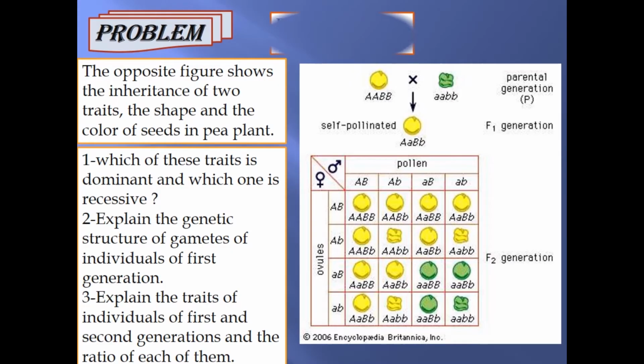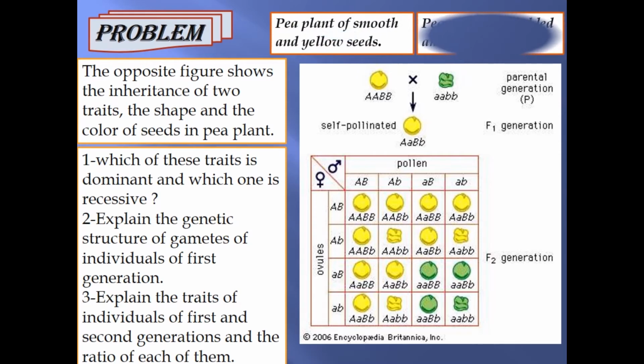Here we have a problem to illustrate Mendel's second law. In such a problem, the opposite figure shows the inheritance of two traits, the shape and the color of seeds in pea plant, and as you can see from the genotype and phenotype of the produced plants and the plants that we use. We have two types of pea plants. Pea plant of smooth and yellow seeds, and another pea plant with wrinkled and green seeds.